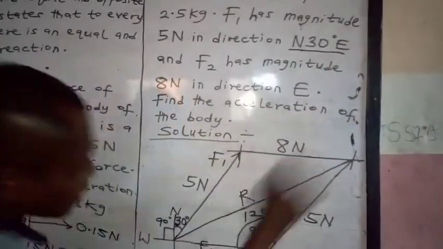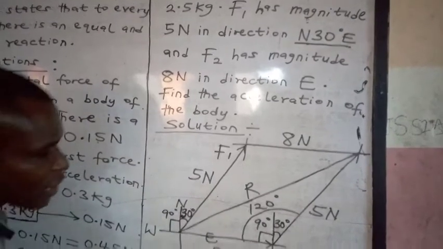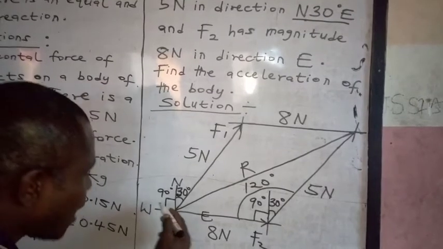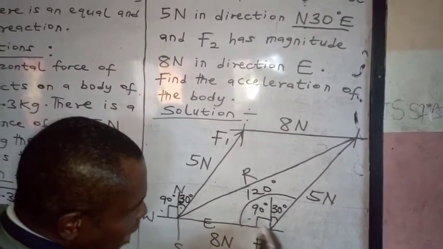It says F2 has magnitude 8 Newton in direction east. So here is the east. So you draw it, this is 8 Newton, F2. Then you place your 4 cardinal points. Remember, if here is 90, here will be 90. If here is 30, here will be 30. So you have your 90, 30.